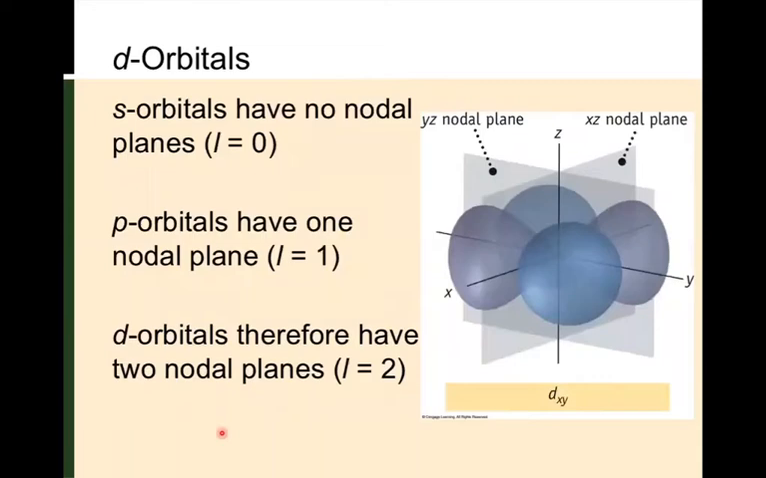So s orbitals have no nodal planes, L is equal to 0. P orbitals have one nodal plane where L is equal to 1. And d orbitals therefore have two nodal planes where L is equal to 2. So as we change the L value, it also corresponds to the number of nodes which are present. d orbitals have L equal to 2, and so have two nodal planes, at least in their first instance. So L corresponds to the number of nodal planes.